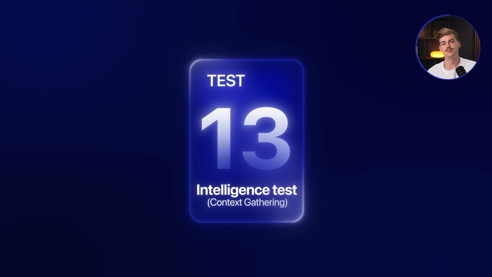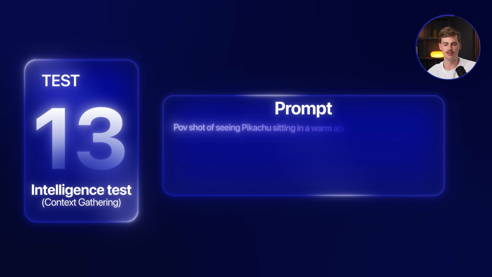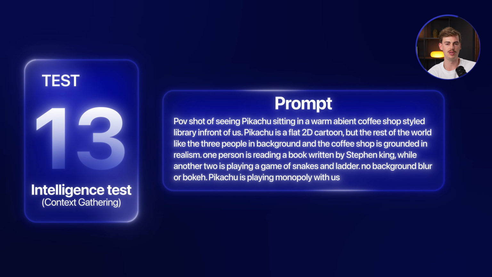Next up, we have intelligence or context gathering. Here I had a prompt where I just wanted to mix different things together without giving it a reference. So I did a POV shot of Pikachu sitting in a warm ambient coffee shop with a library in front of us. Pikachu is a flat 2D cartoon, but the rest of the world is realistic-looking people. In the background of the coffee shop, we have a person reading a book by Stephen King, while another two are playing a game of snakes and ladders. There's no background blur or bokeh, and Pikachu is playing Monopoly with me.